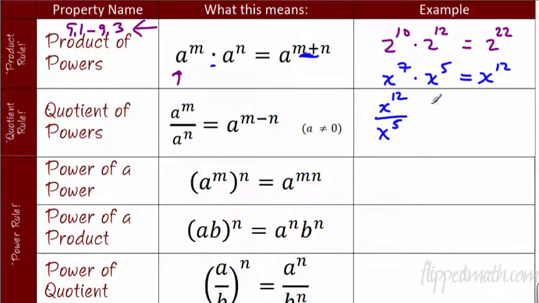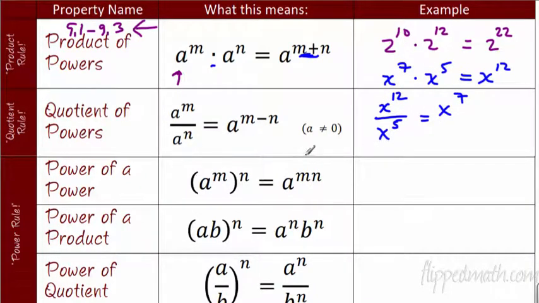You have 12 x's on top: x, x, x, x, x, x, x, x, x. You have 12 of them on top, but you have 5 on the bottom. 5 on the bottom will cancel 5 on the top. They'll cancel out, just like when we reduce fractions, same thing. So if they cancel, you're going to be taking 5 of them away on top. That means the rule is you just subtract the 5 from the 12 and you'll get x to the 7th. It works the same way if the base is a number as well.